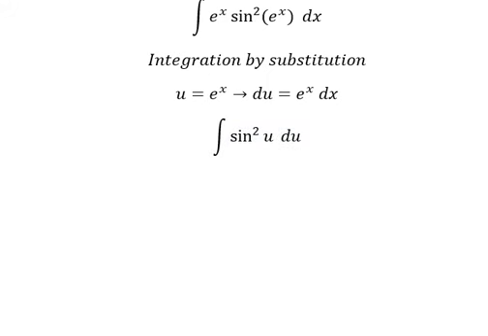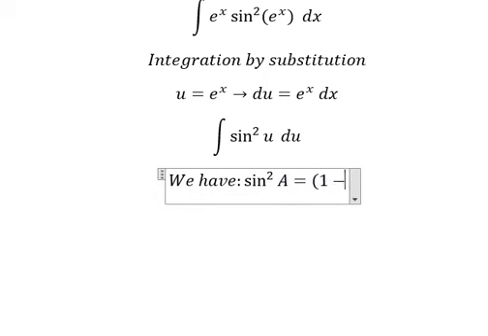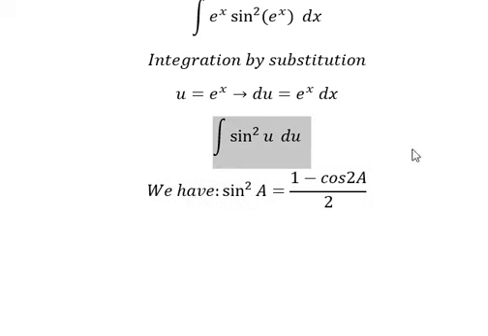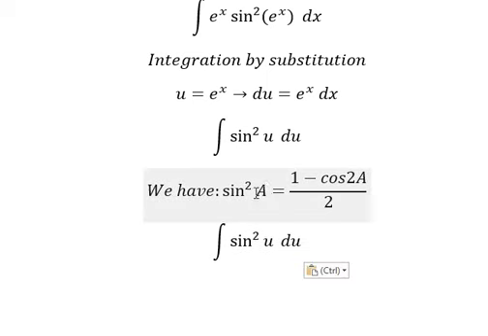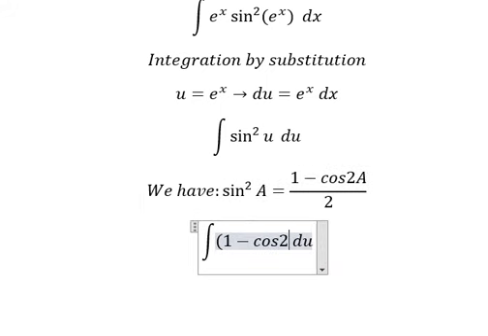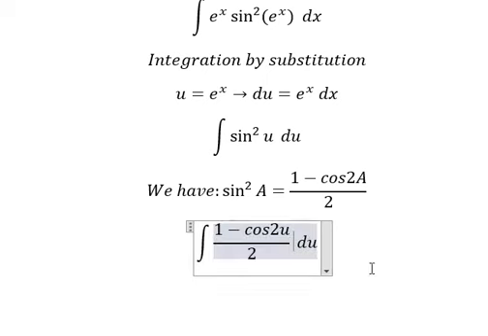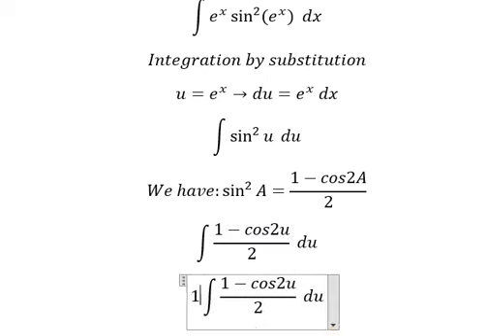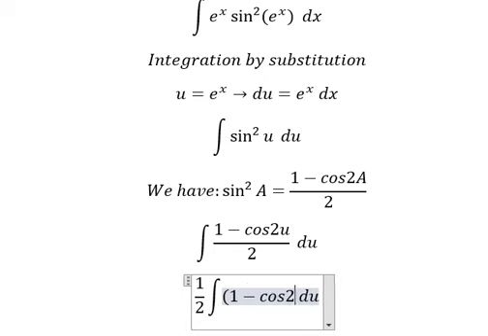Next, we have the formula in here. Sine squared a equals 1 minus cosine 2a over 2. So we will apply this formula for this one. So we have 1 minus cosine 2u over 2. So the 2 I will put outside. So we have 1 minus cosine 2u.